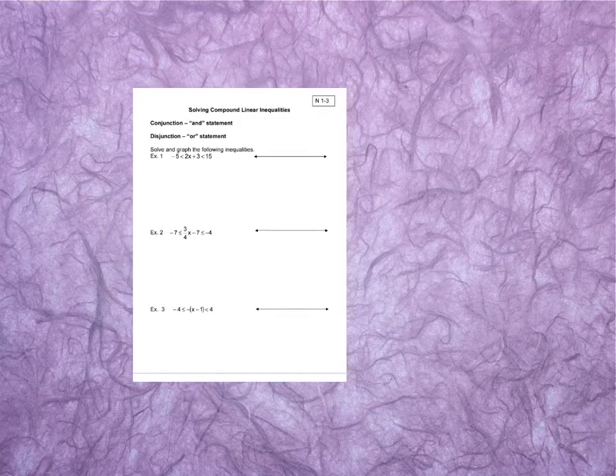Okay. Now, we have compound inequalities. A conjunction, generally speaking, has an and statement. And what you see with a conjunction is that it is written as one inequality. For example, example 1 is a conjunction. And we know, because it's written as one inequality, that it's a conjunction.